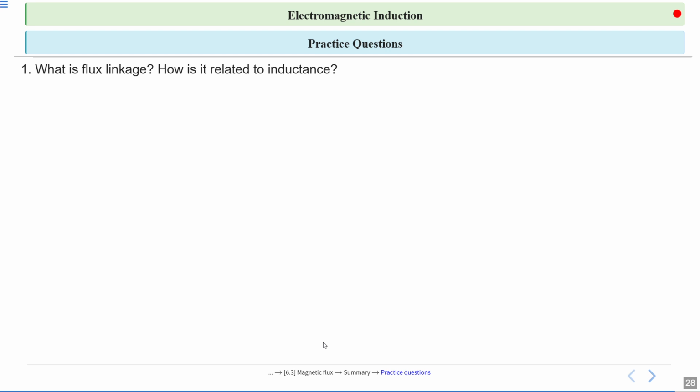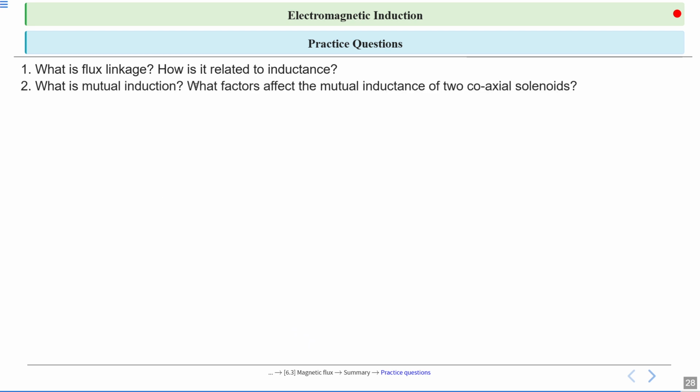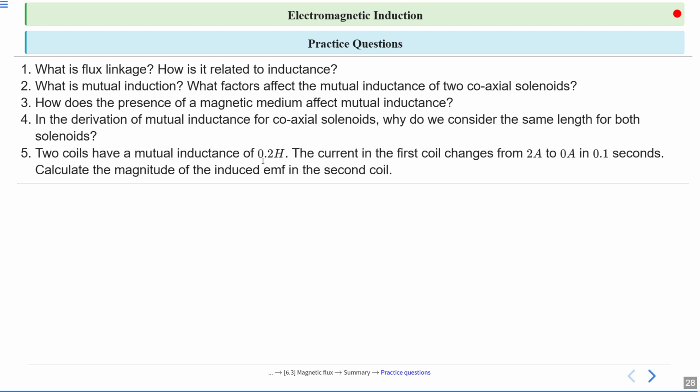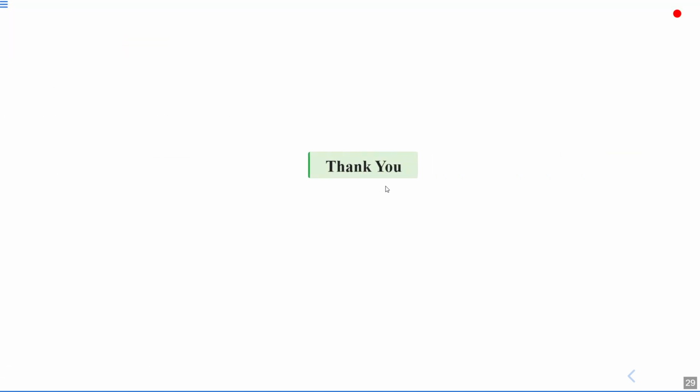Okay, so there are some practice questions you have to do yourself. What is the flux linkage? How is it related to inductance? What is mutual inductance? What factors affect the mutual inductance of two coaxial solenoids? How does the presence of a magnetic medium affect the mutual inductance? In the derivation of mutual inductance for coaxial solenoids, why do we consider the same length for both the solenoids? Two coils have a mutual inductance of 0.2 Henry. The current in the first coil changes from 2 ampere to 0 ampere in 0.1 seconds. Calculate the magnitude of induced EMF in the second coil. Okay, so this is all about today's lecture.